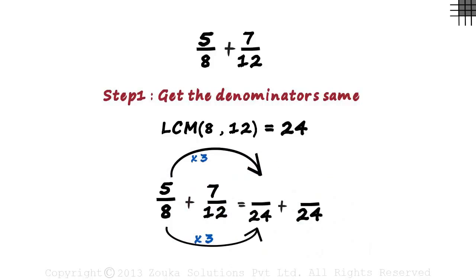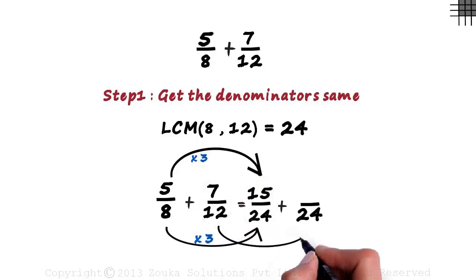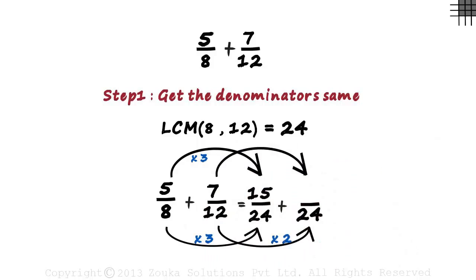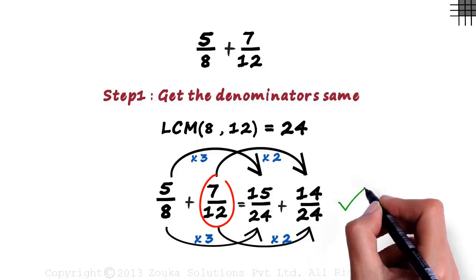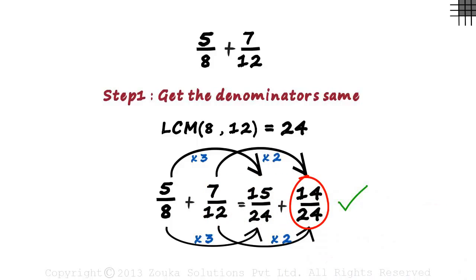And 5 times 3 is equal to 15. The first rational number can be written as 15 by 24. For the second rational number, we have to multiply the denominator by 2 to make it 24. We also multiply the numerator by 2 to keep the value of the rational number unchanged. 7 times 2 is equal to 14. The second rational number can be written as 14 by 24.